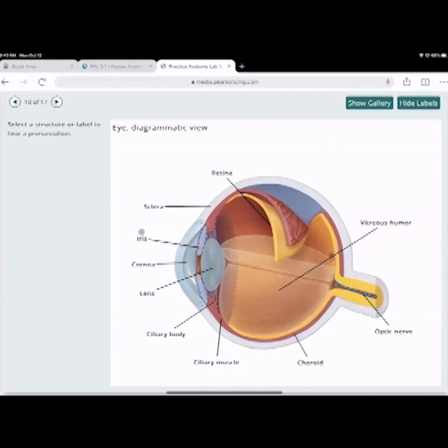The iris determines your eye color and is the opening. Then you have your lens, which focuses the light. Your ciliary body, which is the muscles that control the diameter, the shape of the lens. Ciliary muscles. Choroid is the inner layer. Vitreous humor is the liquid or thick substance inside the eye that makes it hold its shape, so it's round. And then the optic nerve, which transmits the optical image to the brain.